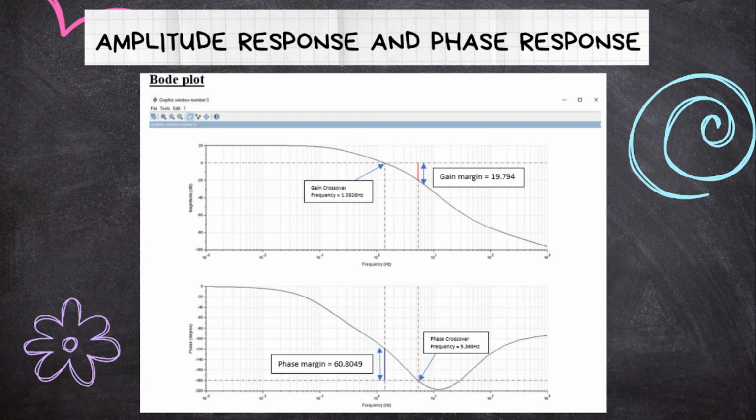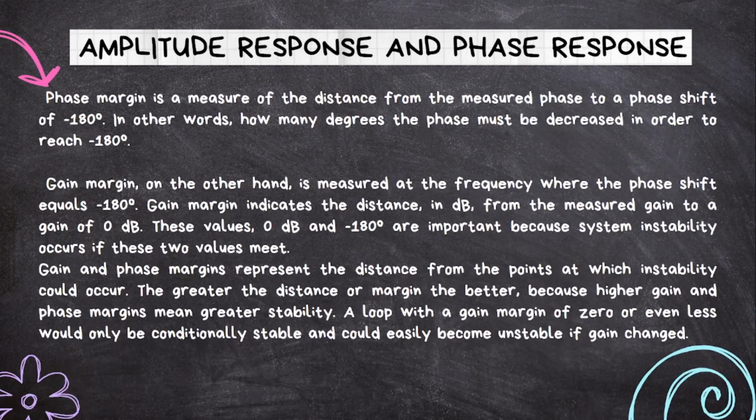So what is so special about the phase margin and the gain margin? Phase margin is a measure of the distance from the measured phase to a phase shift of negative 180 degrees. In other words, how many degrees the phase must be decreased in order to reach negative 180 degrees. Gain margin, on the other hand, is measured at the frequency where the phase shift equals negative 180 degrees. Gain margin indicates the distance in dB from the measured gain to a gain of 0 dB. These values, 0 dB and negative 180 degrees, are important because system instability occurs if they meet.